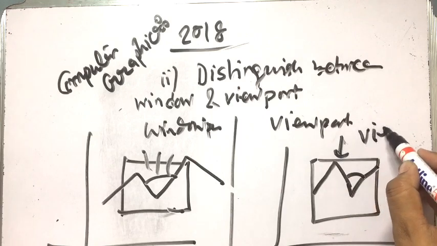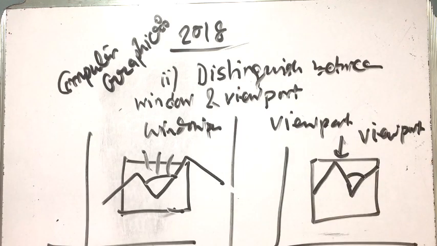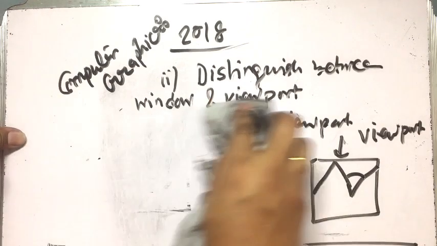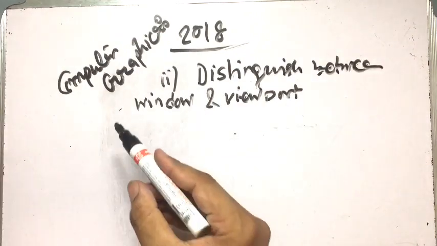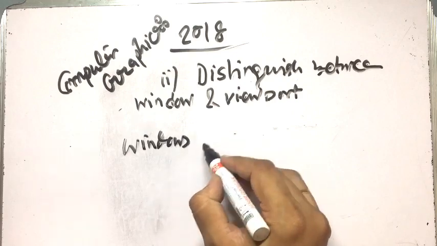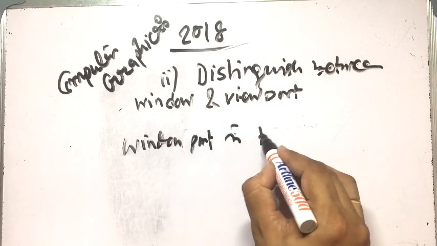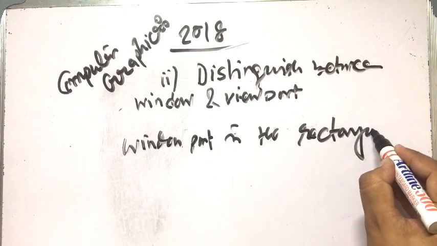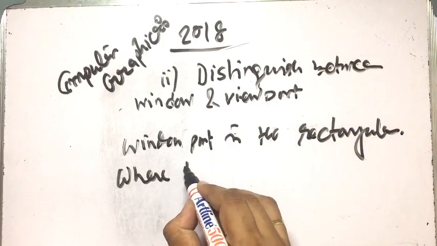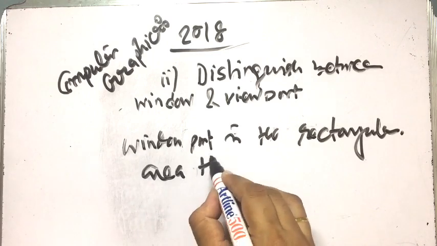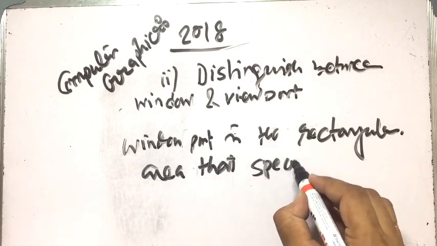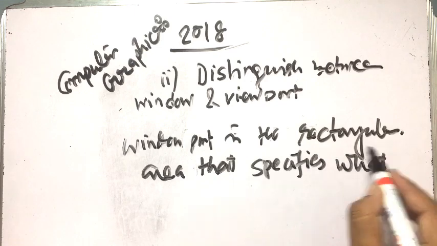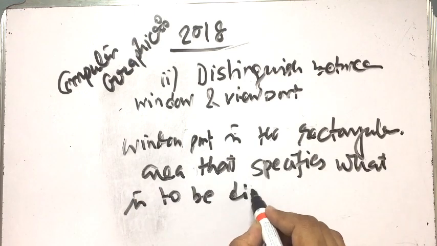It is the viewport. So the window is based on the world coordinate system, and the viewport is based on the device coordinate system. Window is what is to be displayed, and viewport is where it is to be displayed. So the basic concept is that these are all rectangular areas. The window is the rectangular area that specifies what is to be displayed.